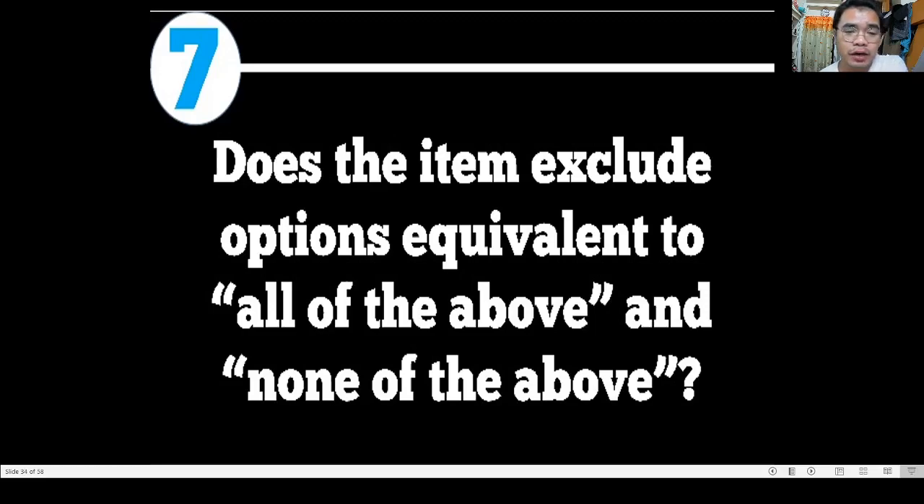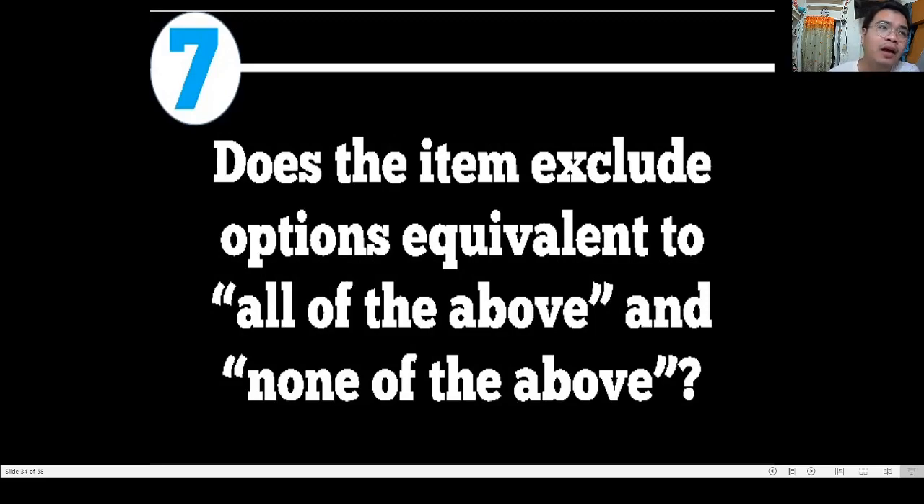The 7th question we have to ask ourselves is, does the item exclude options equivalent to all of the above and none of the above? Well, many teachers would really include or would think of having an option like all of the above and none of the above. I mean, that's not bad, okay? That's not a bad practice. But in some books, they recommend to avoid using none of the above and all of the above. Because at some point, they can cause confusion to our students.